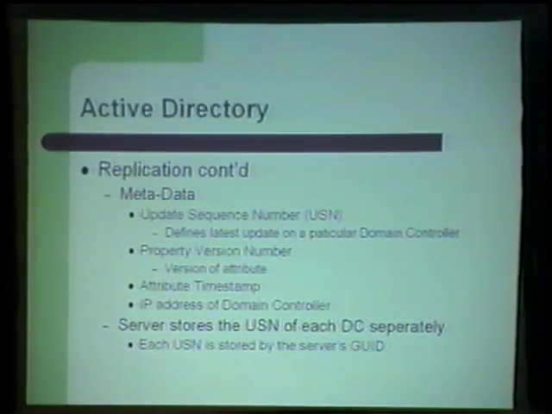Okay, so what is the metadata that it keeps track of to determine how changes were kept? So the first thing that it keeps is the update sequence number. This is defined on the server, on the Active Directory. It keeps track of everybody else's, all the other directories' sequence number. It keeps a property version number. This is actually the version of the attribute. And it keeps an IP address of the domain controller.